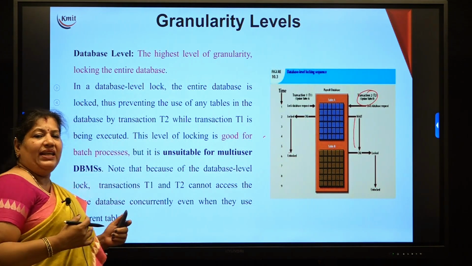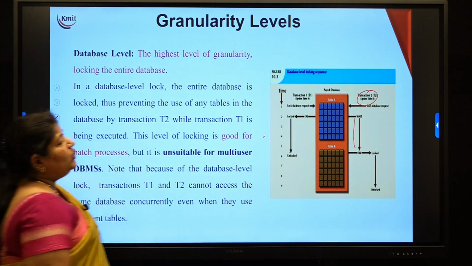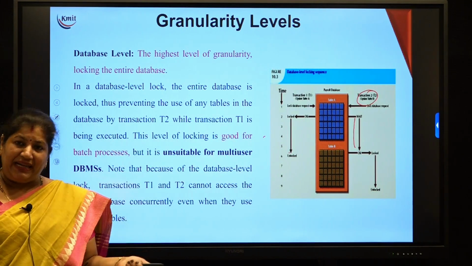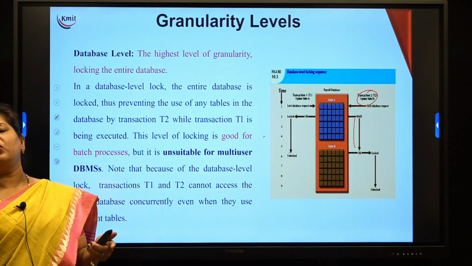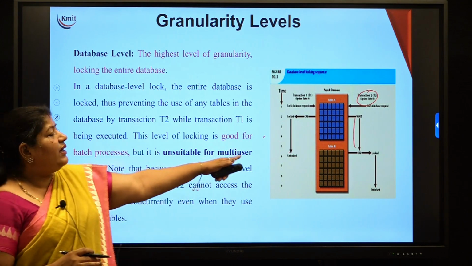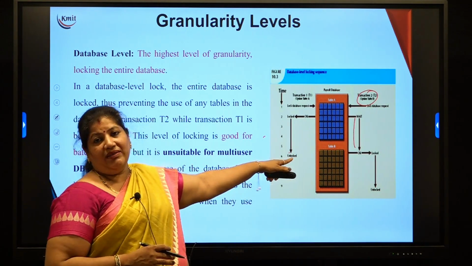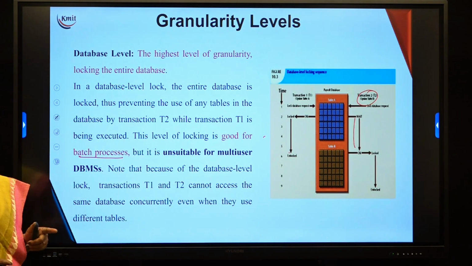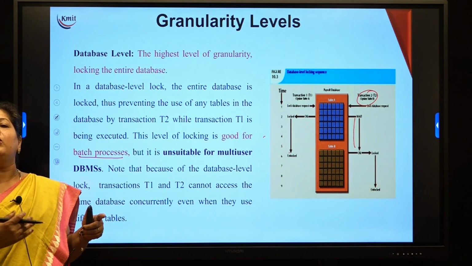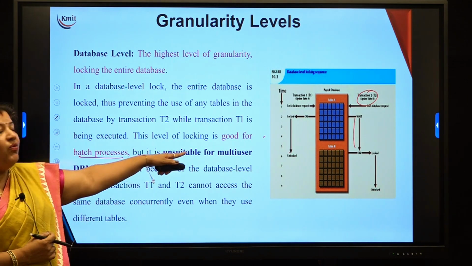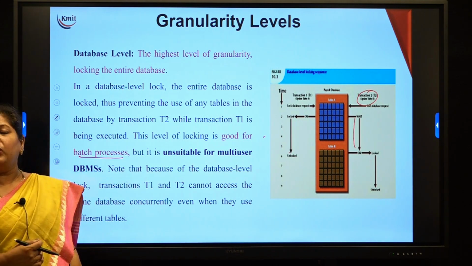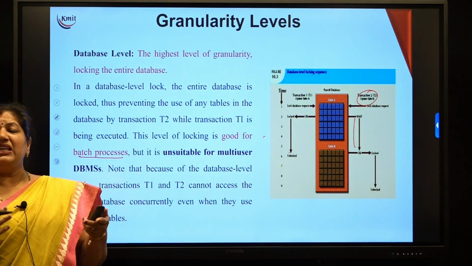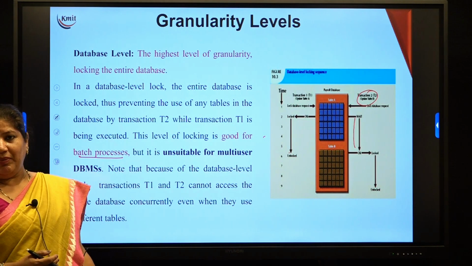As we go down, we get finer granularities. So, what is happening? You have locked at the database level. Because of that, within the database, there are multiple tables. Even if another transaction wants to access a different table, it is not allowed till this lock is released. So, this kind of thing is good for batch processing, where generally the processes are executed one after the other. Whereas for a multi-user DBMS, it is unsuitable because we want concurrent execution. Many users want to access, and we want things to run in parallel. So, this is not suitable.